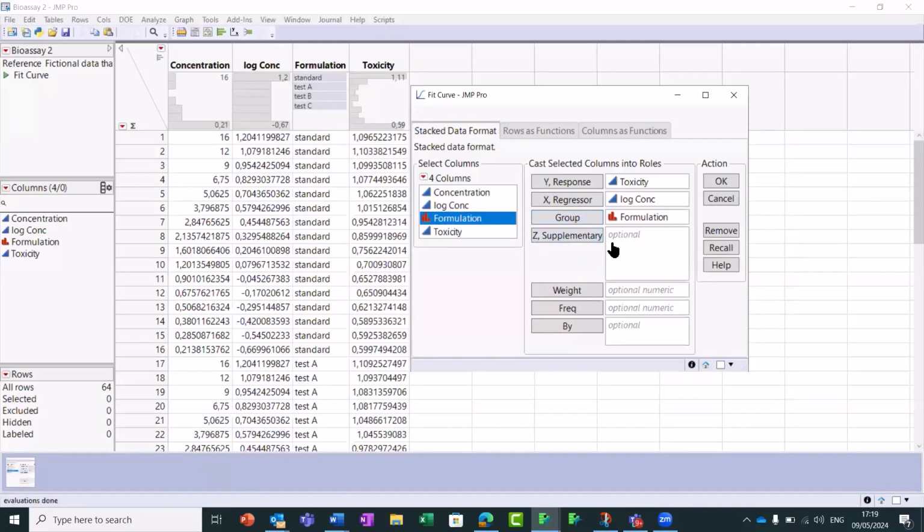I might also have supplementary data. Supplementary data would be, for example, something that is not really important in the curve by itself, but could be used to find out what the effects of variables on the curve shape are, right? I will not go into that today, but just so you know that it is also possible. I will click on OK.